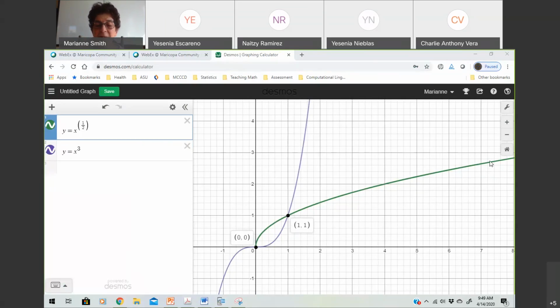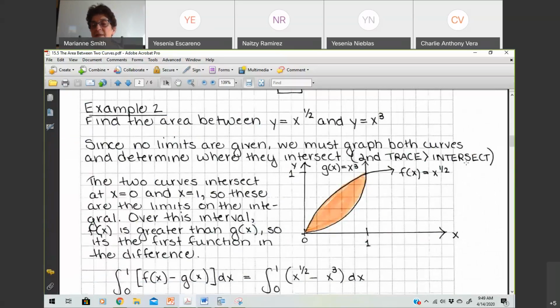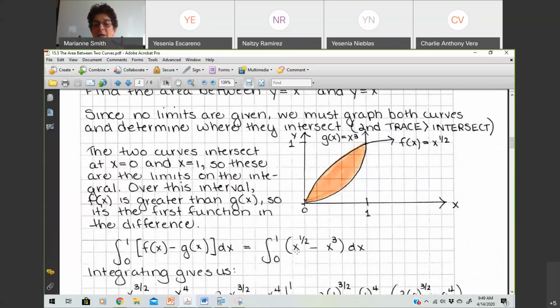All right, I'm going to move back to my notes. So again, you would use second trace intersect on your TI to find this point is (1, 1). And then you have your bounds on your integral, from 0 to 1. So again, the square root was the high curve throughout that integral. I'm putting it first. And the cubic was the lower curve. That's why it's second. Bounds on the integral go from 0 to 1.